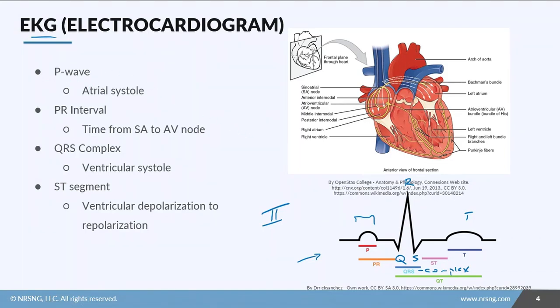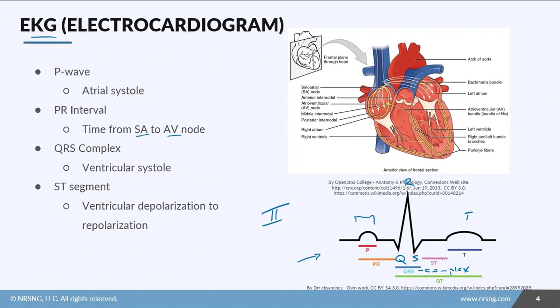So during this P wave, you're going to see atrial systole. So you'll get that. This is going to be your time that the SA node is conducting that action potential. Then you have the PR interval, and that's going to be the time from the sinoatrial node to the AV node. That's going to be that slight delay that we talked about. Then you have the QRS complex, and that's going to be your ventricular systole. And that's when the ventricles are really squeezing.